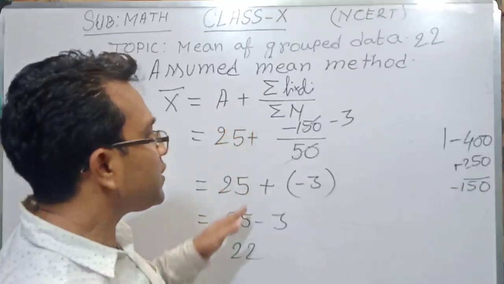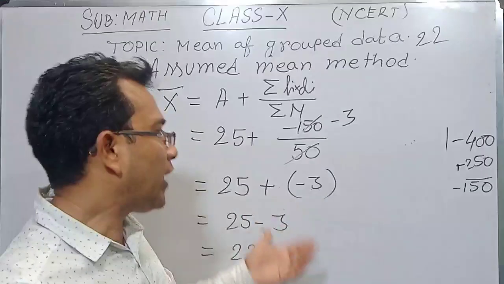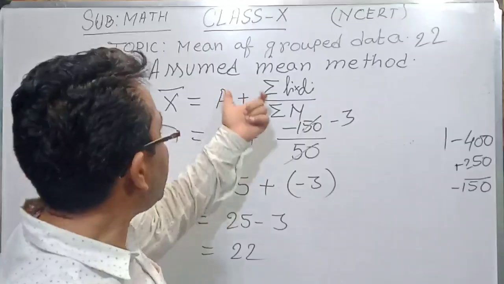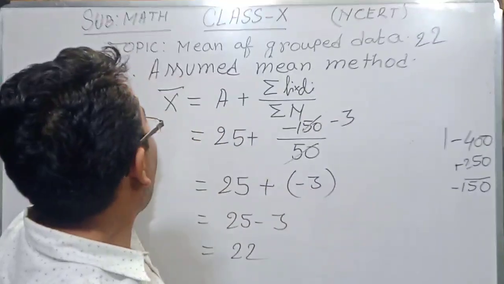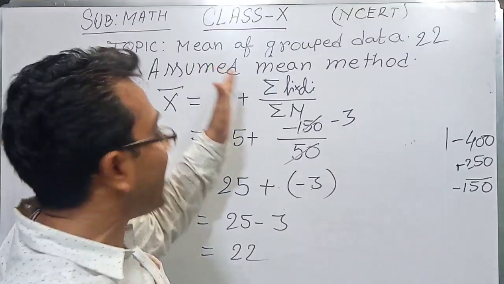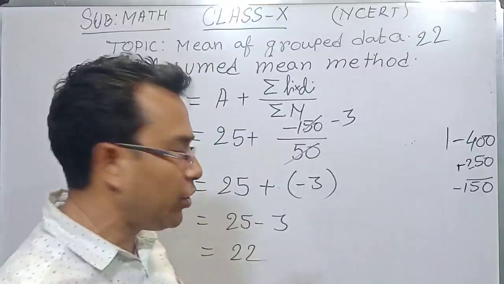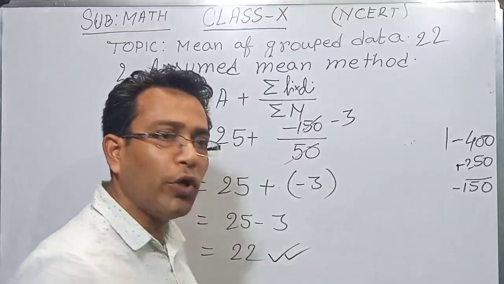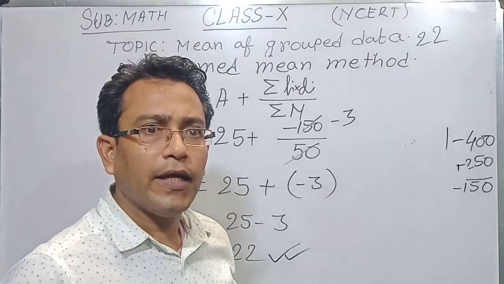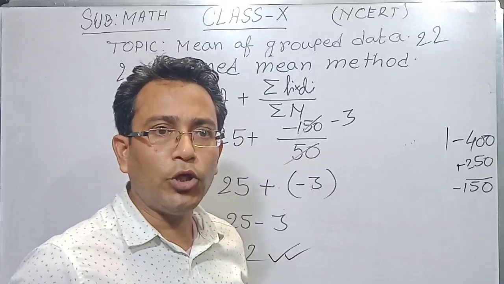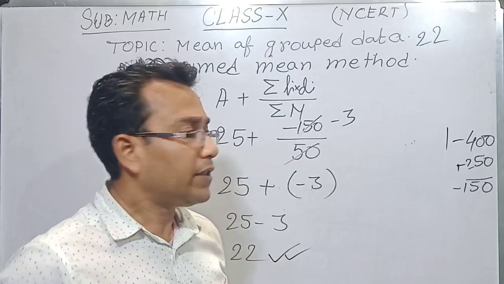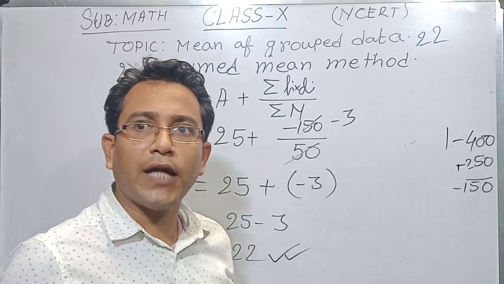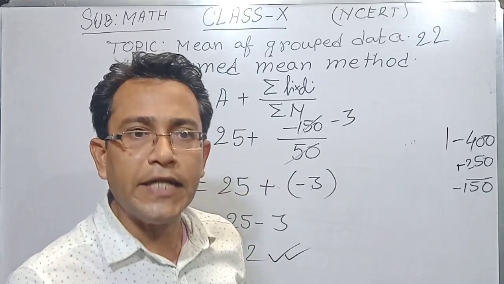So in this different method, what we got in the previous method, in direct method, the mean value was 22. I had used another method, that is assumed mean method, to calculate the mean or average value. We got 22 as mean. There is another method to calculate the mean, known as step deviation method, that I will discuss next.